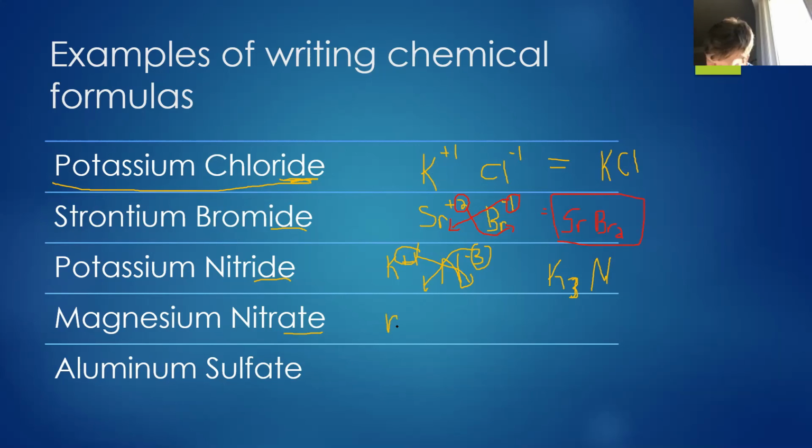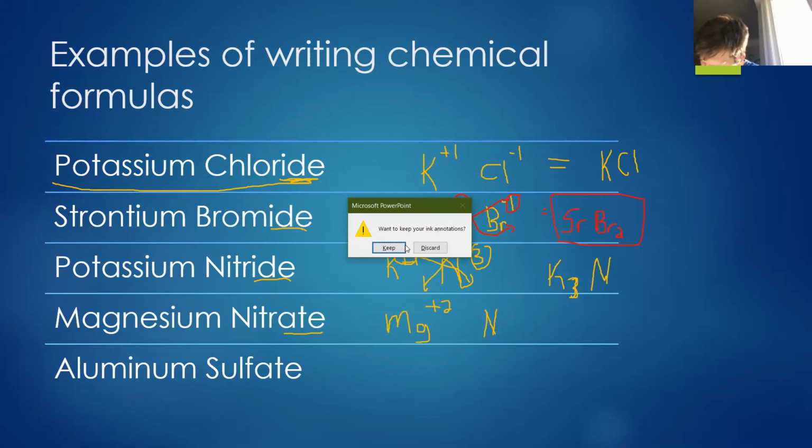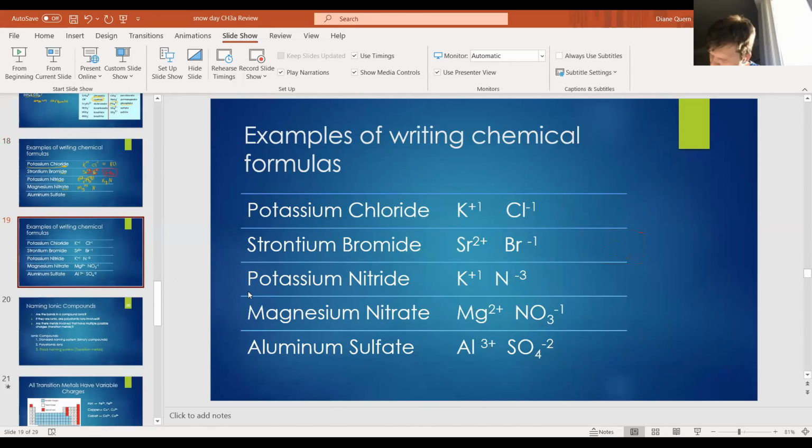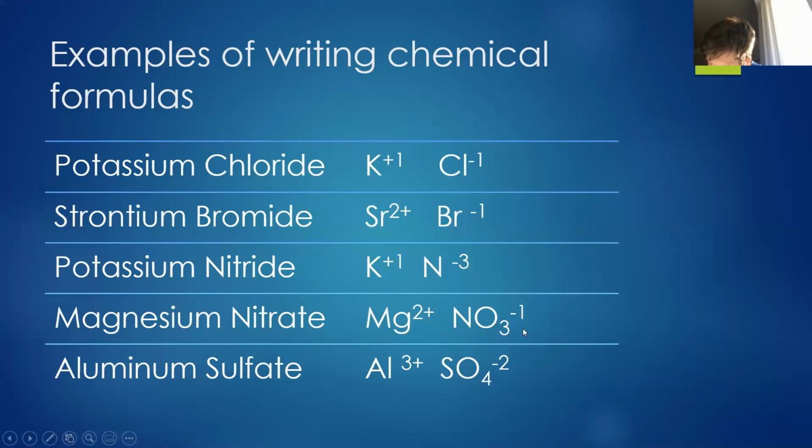So I'm going to start with magnesium. Magnesium is an alkaline earth metal. It has a +2 charge because it's in group 2. But the nitrate part, that's the part I get from the polyatomic table. So I might be able to skip back. Oh, it's not going to let me skip back. Sorry. I guess I could just skip to this one. So I have NO3 with a -1.